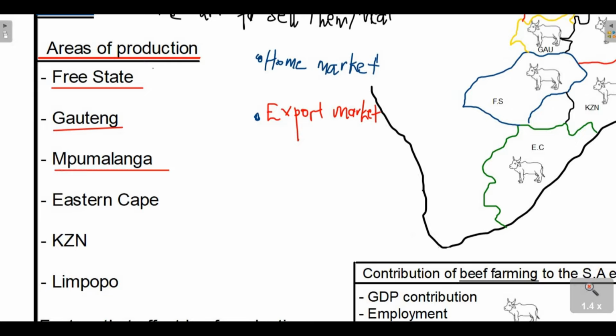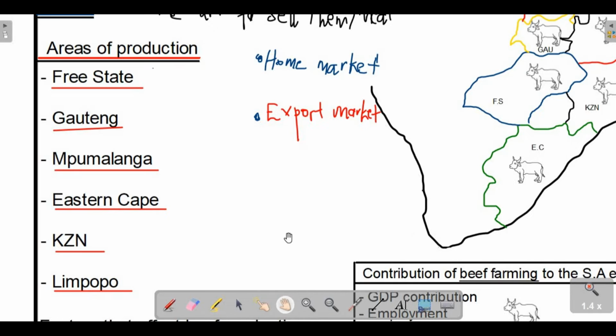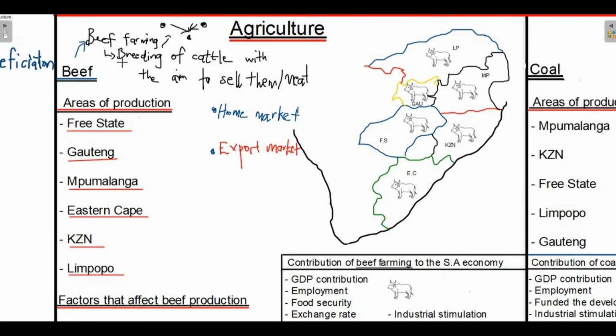Gauteng, we have Mpumalanga, Eastern Cape, KZN, Limpopo, right? So there's quite a number of provinces that take part in beef farming. Some provinces are doing quite well than others, right? Now you're going to find out that the beef industry, the farmers there are divided into two, right?